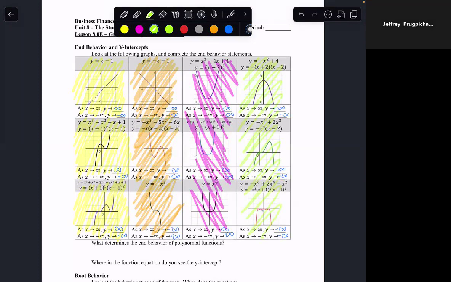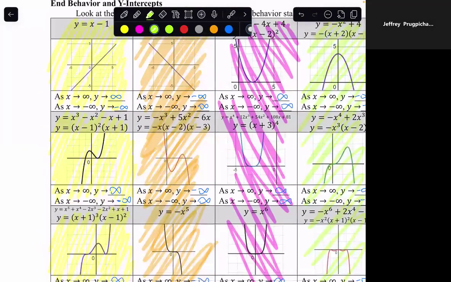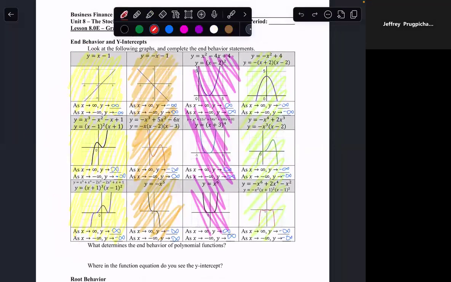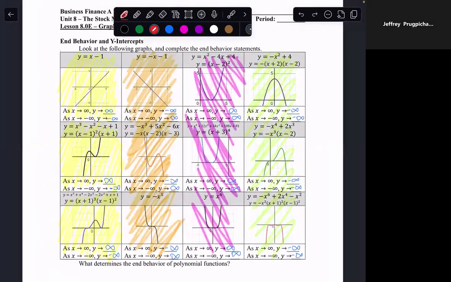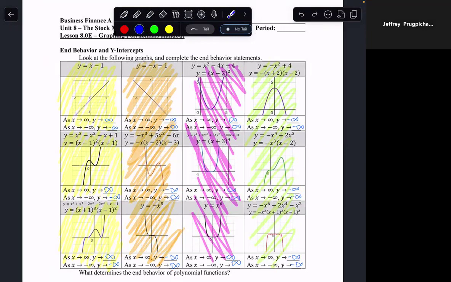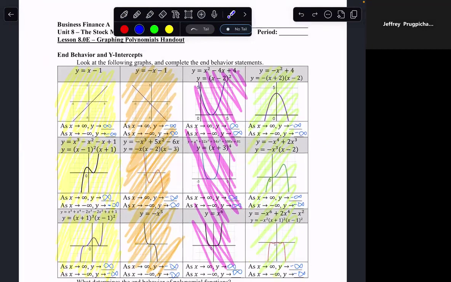I'd like you to look at the left column first and see what all the equations have in common. That should be different than the second column. Something should be different, which causes the end behaviors to be different. Take a minute and look through each column and see if you can find that all the equations in this column have this property or properties. Then do the same thing for the rest of the columns. I'll give you some time to look through.